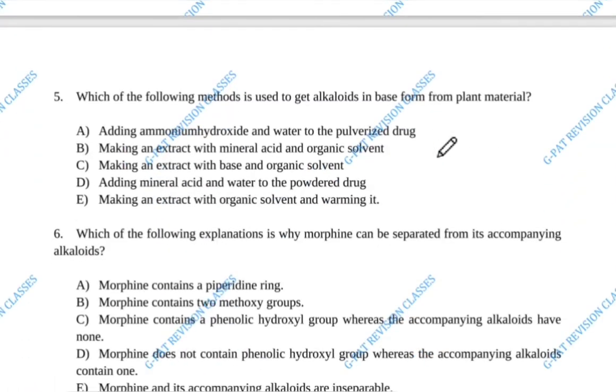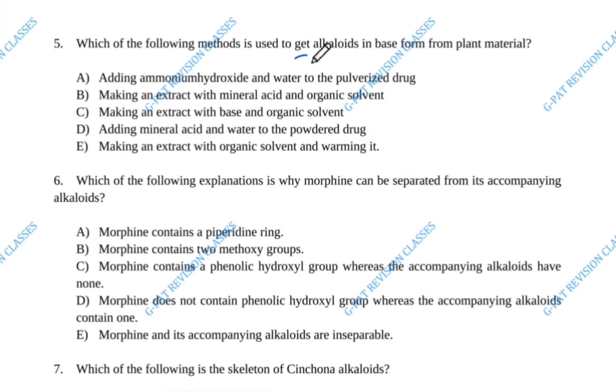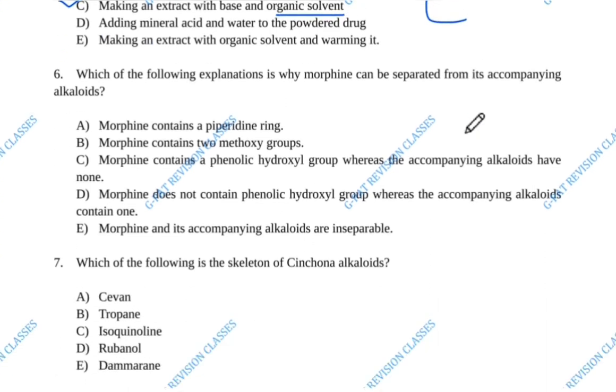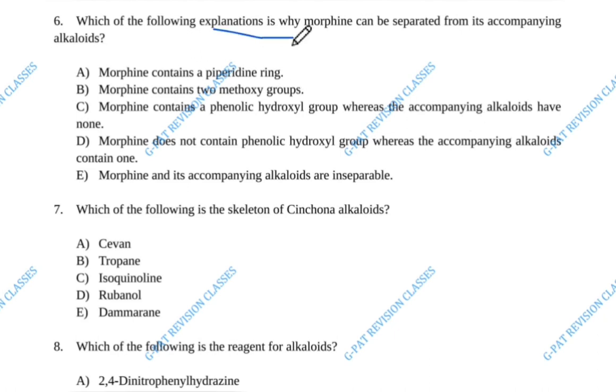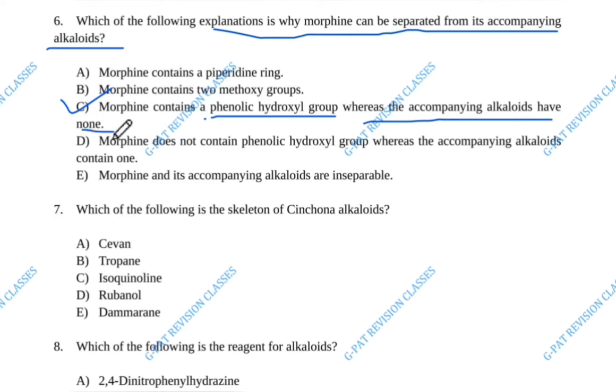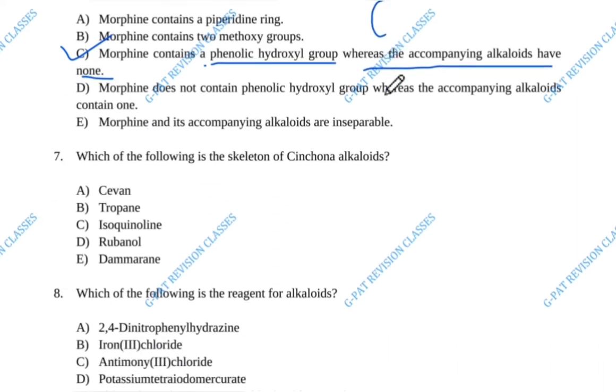Next is fifth question number. Which of the following methods is used to get alkaloid in base form from plant material? The answer is C. Making an extract with base and organic solvent. Next is sixth question number. Which of the following explains why morphine can be separated from its accompanying alkaloid? The answer is C. Morphine contains a phenolic hydroxyl group, whereas the accompanying alkaloids have none. Next is seventh question number.